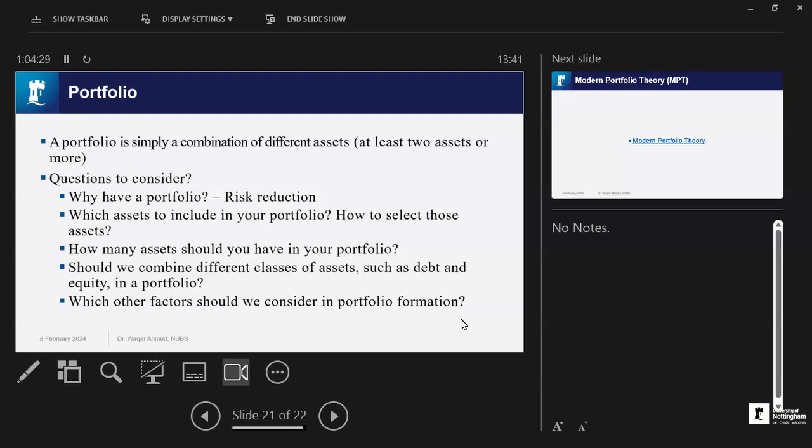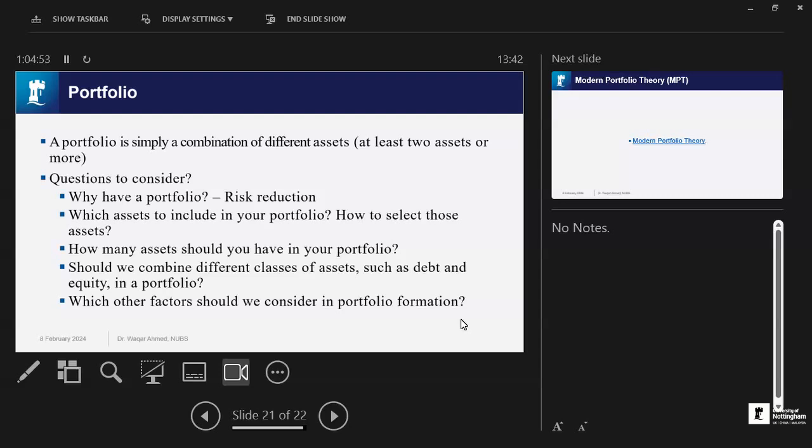Okay, so now we know how to value debt and how to value equity. So now we can go to portfolio formation. So what is a portfolio? A portfolio is simply a combination of different assets. Okay? So what do we call a portfolio? A combination of different assets.